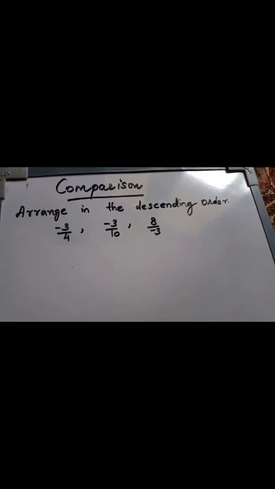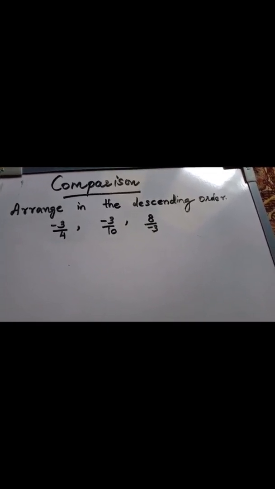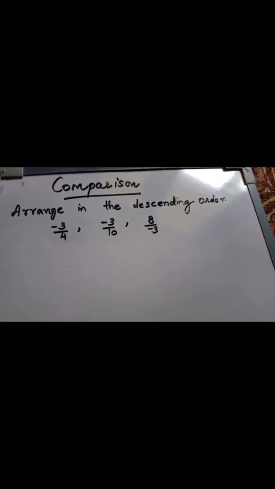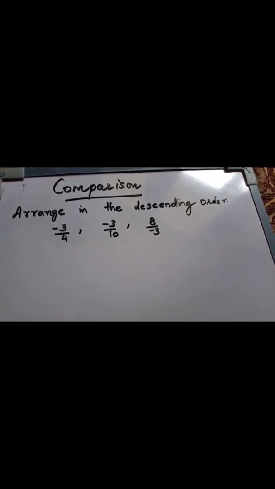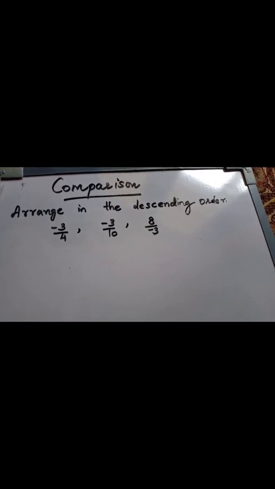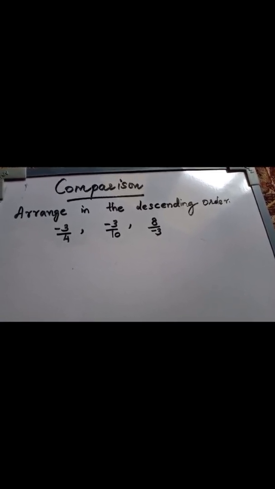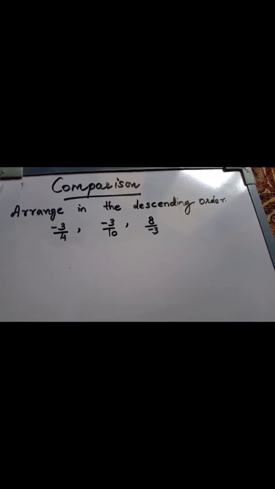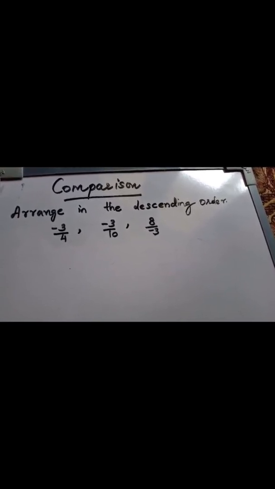We'll see the second method, that is making the common denominator. When we need to compare two or more rational numbers, we have to make the denominator common by taking the LCM of the denominators. And before that, we should check one more thing: make the denominator a positive integer. Now here we have a question, arrange in the descending order. It means from the greatest to the smallest.